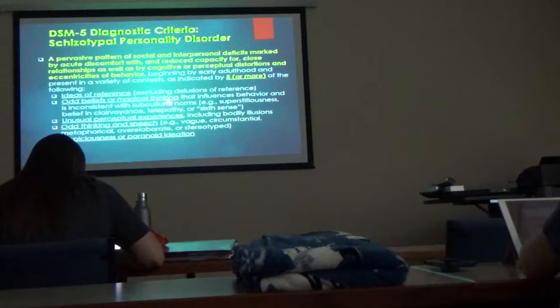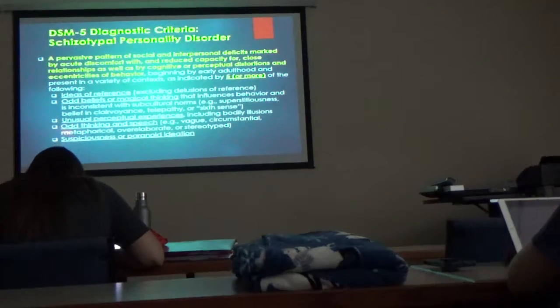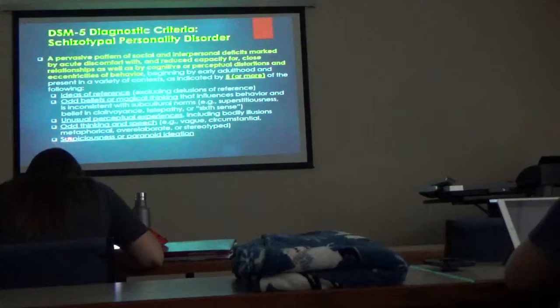Odd beliefs are magical thinking that influences behavior and is not consistent with subcultural norms. For example, superstitious belief in clairvoyance, telepathy, or sixth sense. That's kind of weird, but it's very pronounced in them. Unusual perceptual experiences, including bodily illusions. Odd thinking in speech: vague, circumstantial, metaphorical, over-elaborate, or stereotyped.